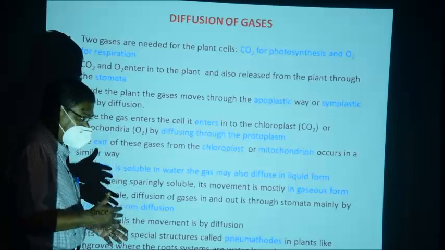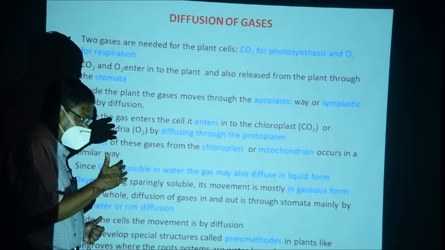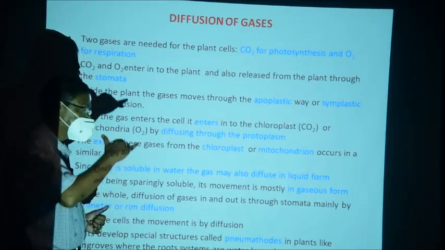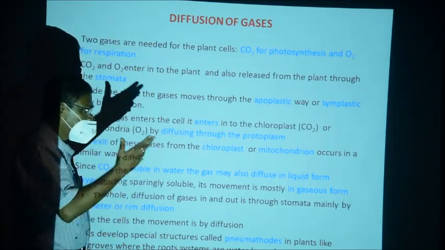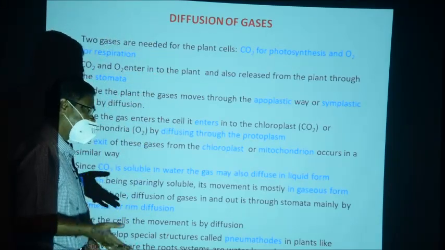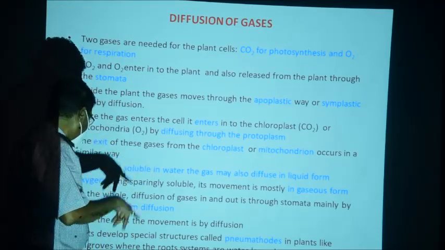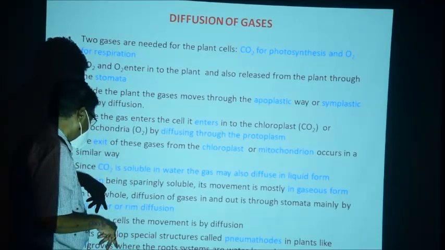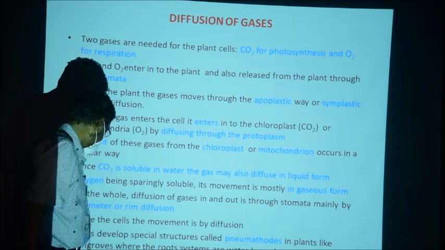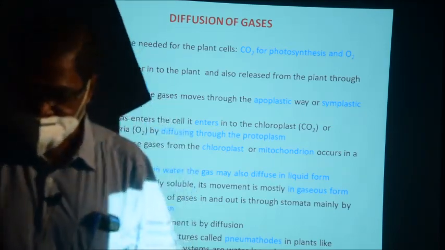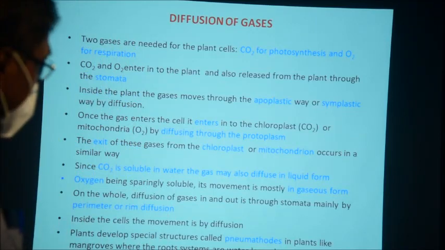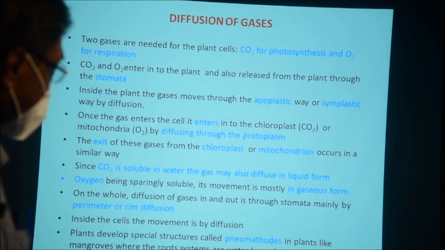Now after the process, the gases move out through the stomata. How do they move out? By simple diffusion. How do they come into the plant? By simple diffusion. Now in mangroves we have special mechanisms for the movement, that is pneumatophores.